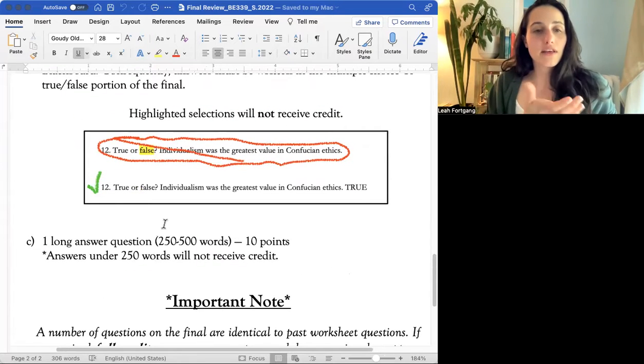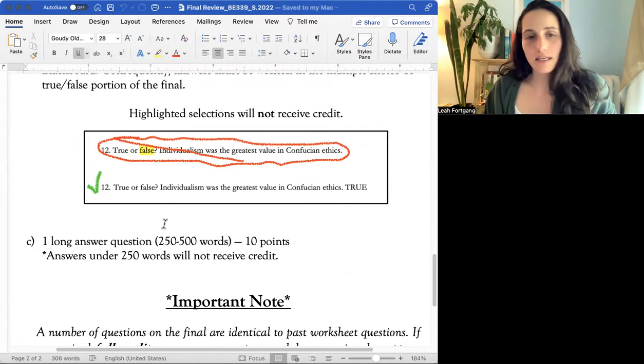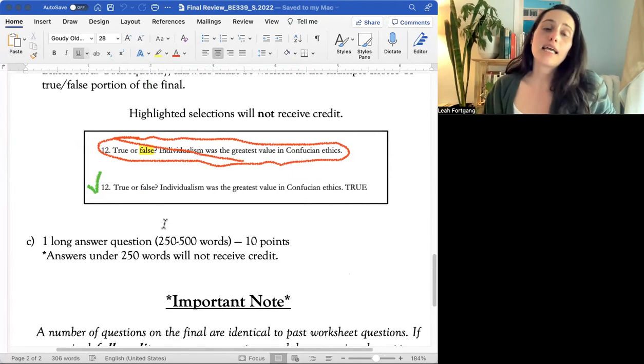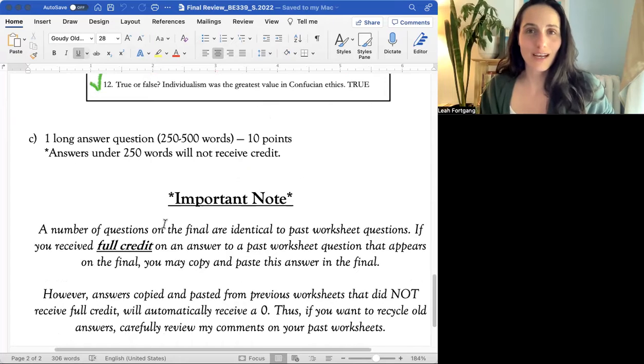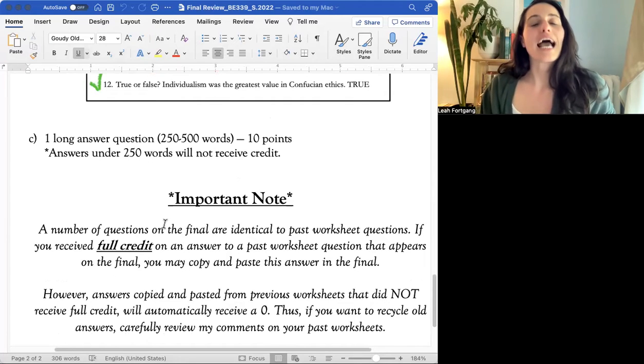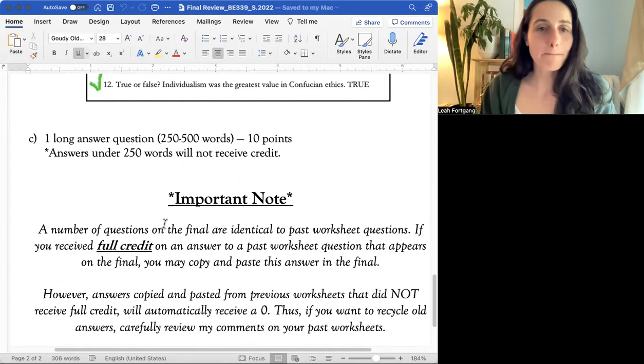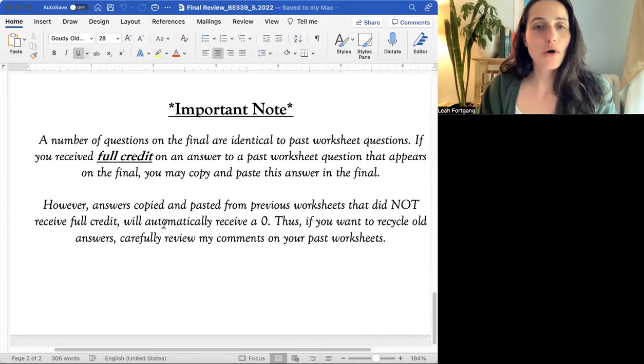And then in the final portion, there's going to be one long answer question, and that one is worth 10 points. And as is the case with most of the word limit length requirements in the class, anything that is under 250 words is going to receive an automatic 0. So I promise you that in order to give a sufficient answer to this long answer question, it will take at least 250 words. All right.